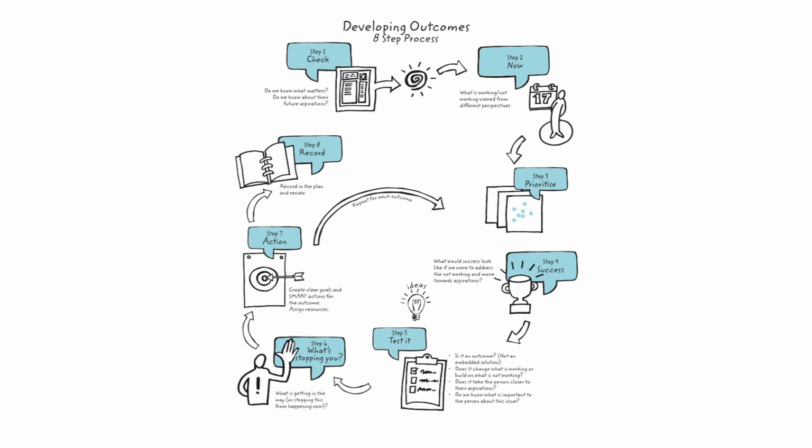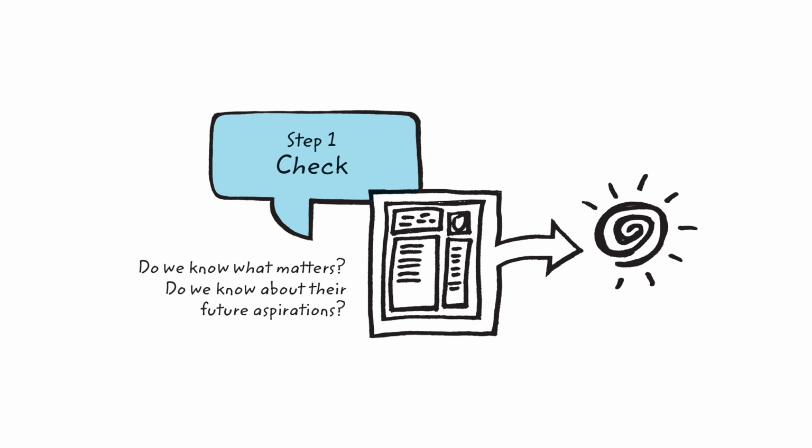Developing person-centered outcomes, the 8-step process described. Step 1, check. Developing outcomes has to start with the person themselves. This should always be our very first port of call. We cannot support people to develop person-centered outcomes if we don't first understand 2 key things at least. We must know what matters to them and what their future aspirations might be.